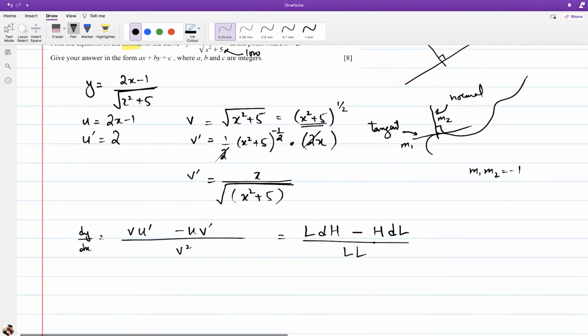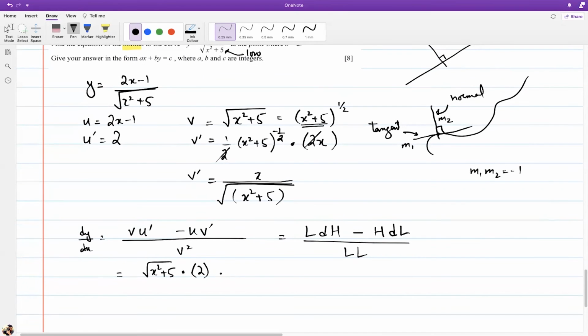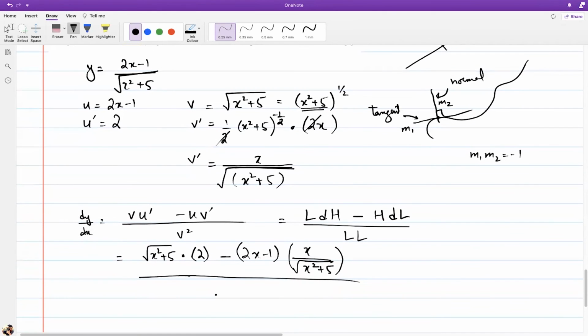ओके, तो लो फंक्शन एज इट इज, वो बन जाता है square root x square plus 5. d high मतलब ऊपर वाले का डेरिवेटिव, 2 minus high is 2x minus 1. d low नीचे वाले का डेरिवेटिव जो कि बनता है x over square root x square plus 5, over low नीचे वाला फंक्शन squared, 2 दफा लिखना है उसको. ये ले हमारा डेरिवेटिव बन गया.